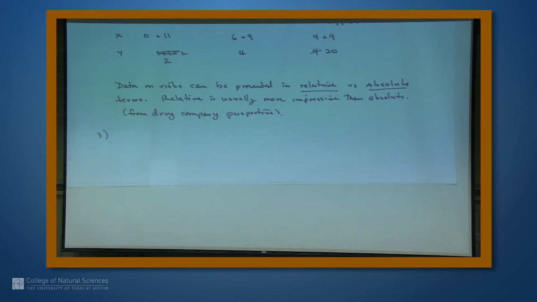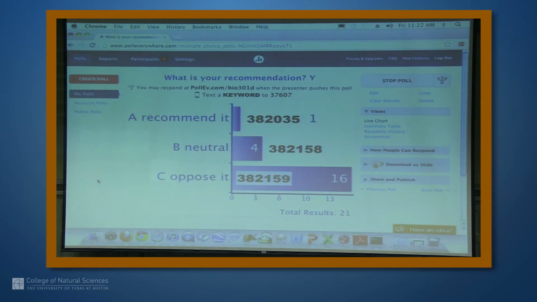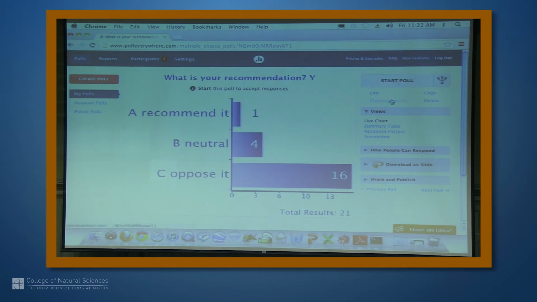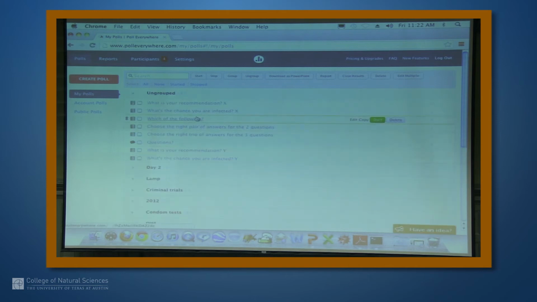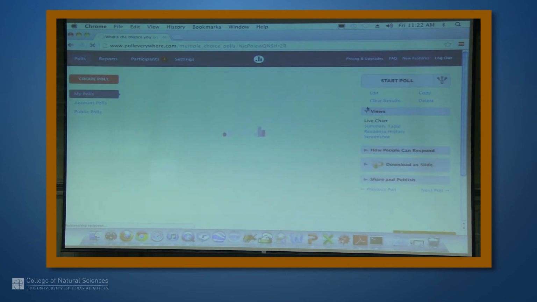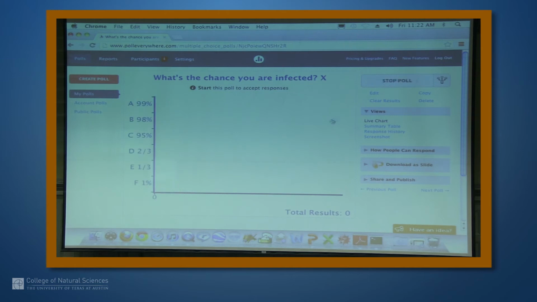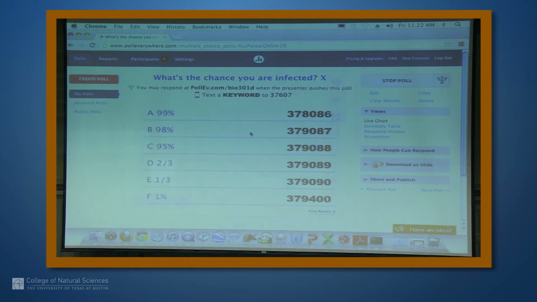Okay, next question on your questionnaire. If you have Form X, this is a question about if you get a test result back that says you're infected with something, what is the chance you really are infected?